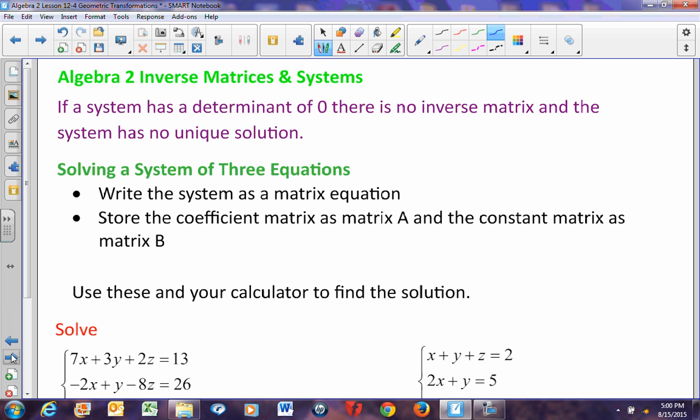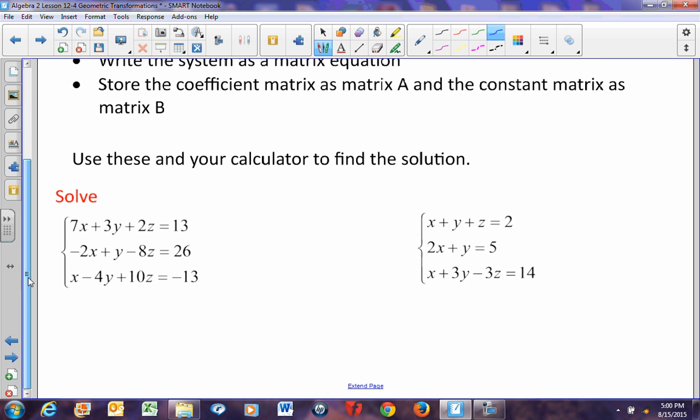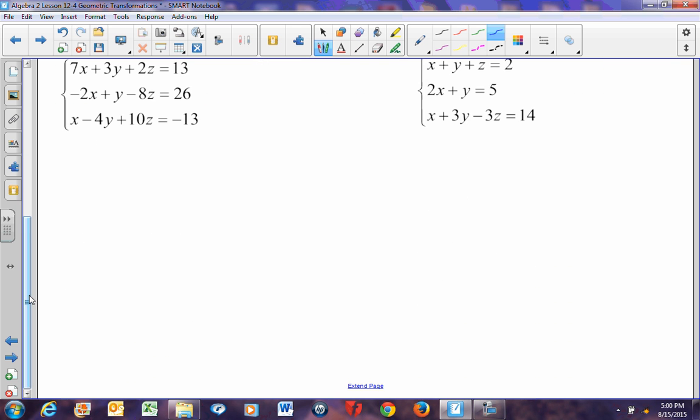The coefficient matrix is matrix A, and the constant matrix is B. If you're using the TI-84, if you're not using the TI-84, you can just plug in the inverse times the constant matrix. Okay? So, use these in your calculator to find the solution. Be happy you can use the calculator.